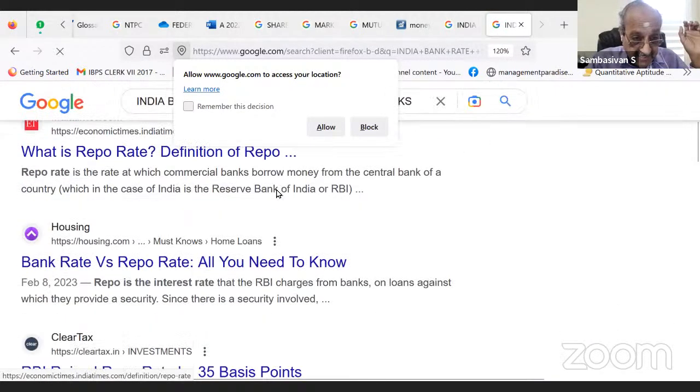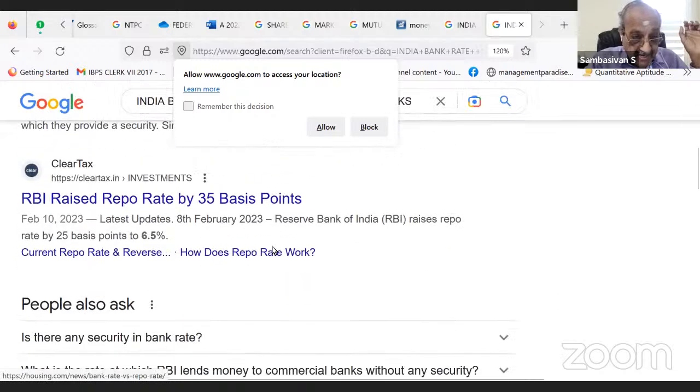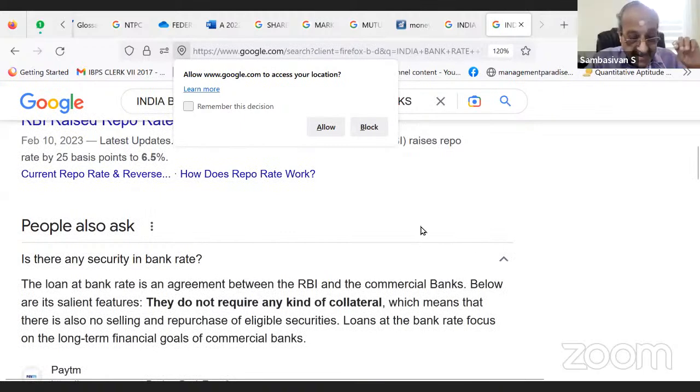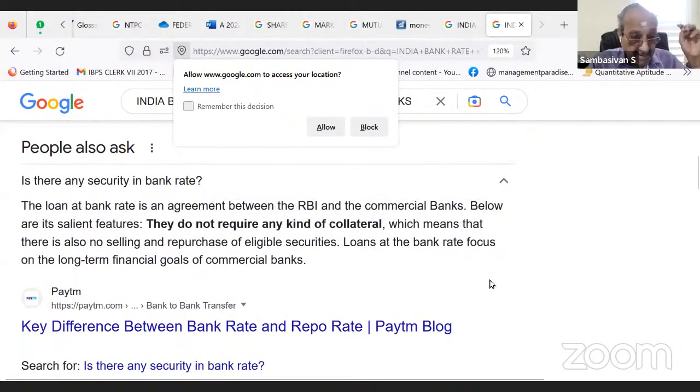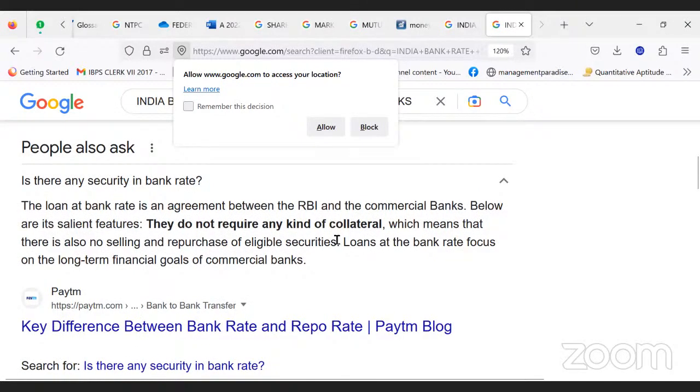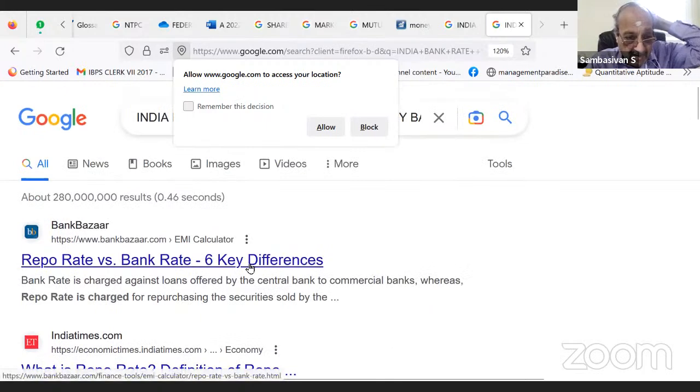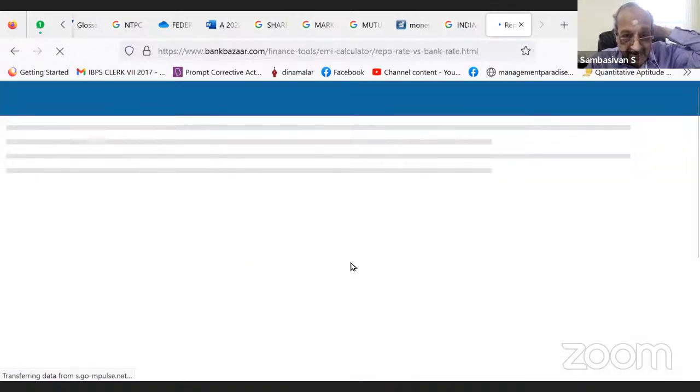Repo rate versus bank rate. So this is very good. Is there any security in bank rate? The loan at bank rate is an agreement between RBI and the commercial banks. They do not require any kind of collateral, which means that there is no selling or repurchase of eligible securities. Loans at the bank rate focus on long-term financial goals. Even this had not registered in my mind; now only I am seeing this. So this is a very important point. Now, repo rate versus bank rate, six key differences.